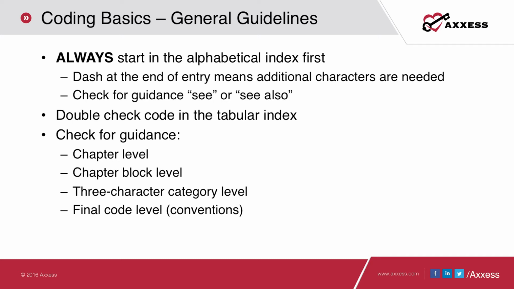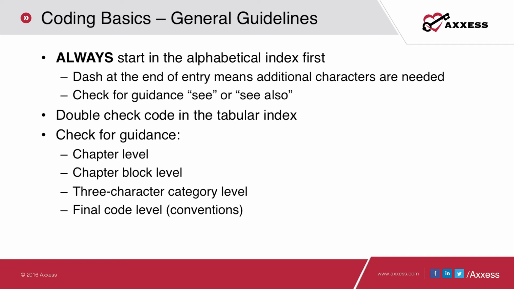When you're in the alphabetic index, you're looking up the names of diseases or key terms. And when you find those key terms, you're then going to be looking for any kind of guidance or dashes and such that will give you more information. For example, a dash at the end of an entry in the alphabetical index means additional characters are needed to complete that code. You will also have guidance perhaps that says "see" or "see also," and that gives you a cross-reference to another entry that may contain more information than what you have at your original entry that you looked up. So make sure you always start in the alphabetic index first.